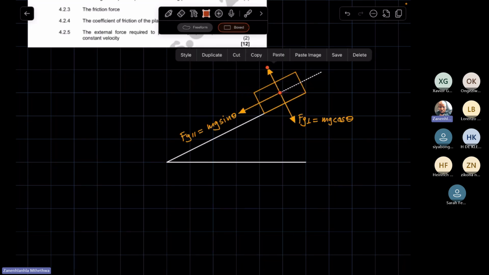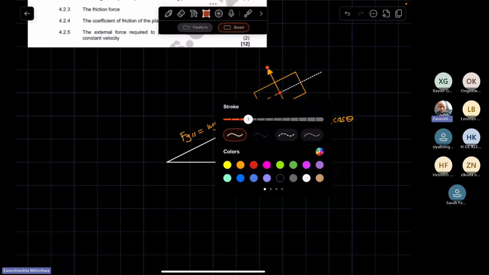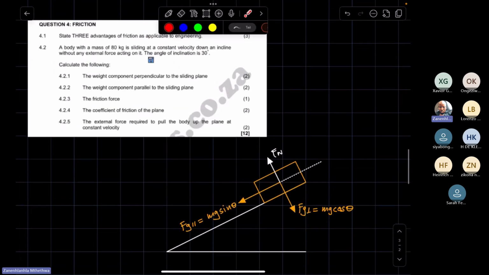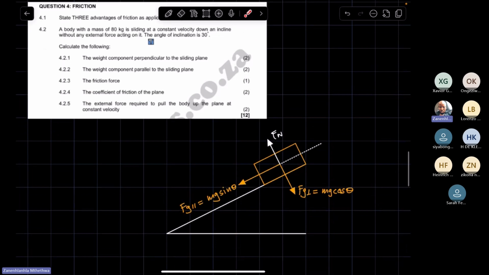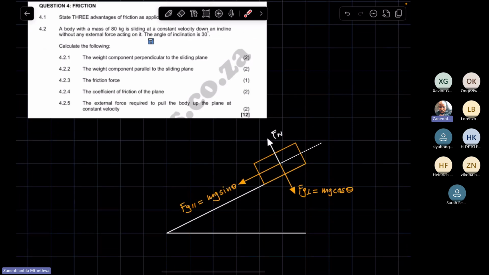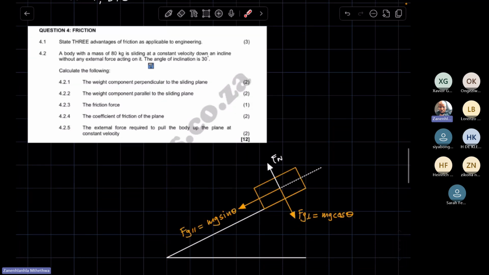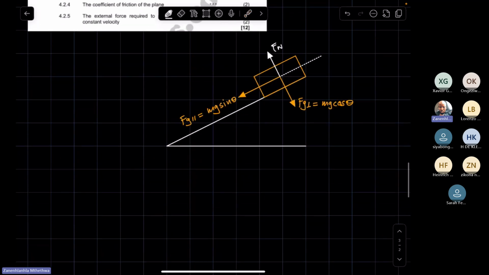And then you have the normal force. And the normal force, right, these are the three standard forces that as soon as two surfaces come into contact, they are subjected to these forces. Right. Now they are saying that this is moving down the incline without an external force acting on it. The angle of inclination is 30 degrees. Right. So you have theta here that's equal to 30 degrees.